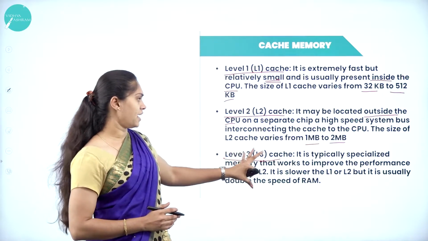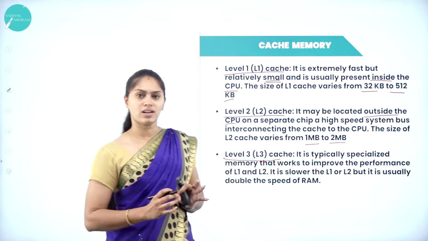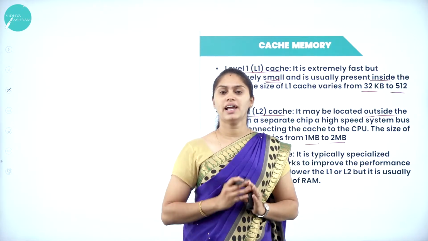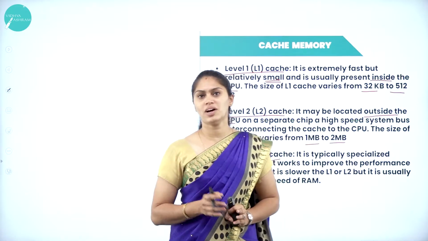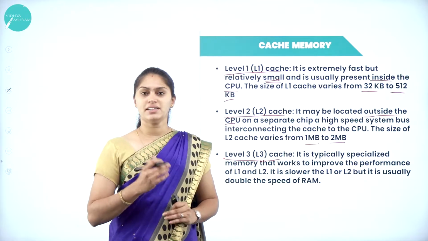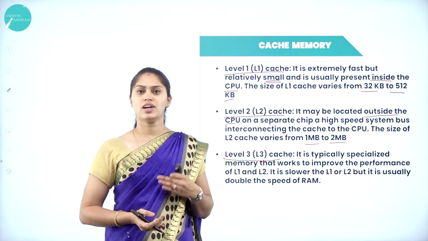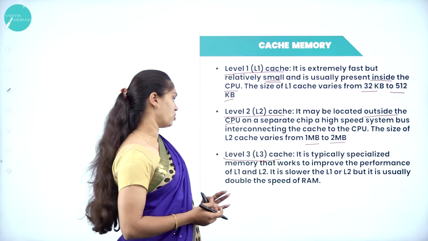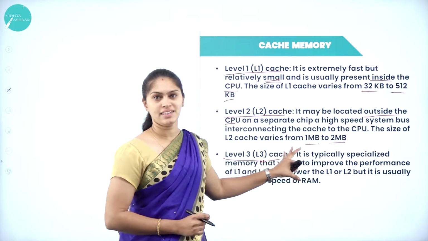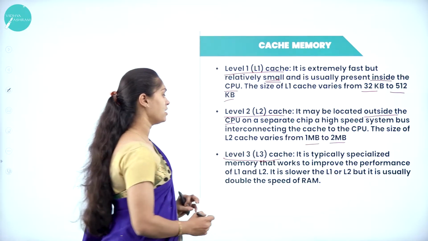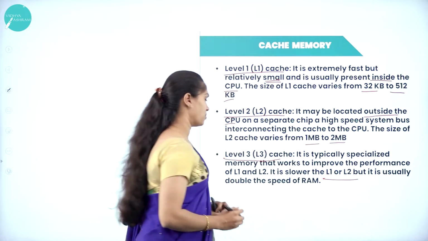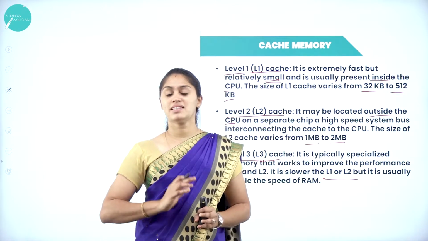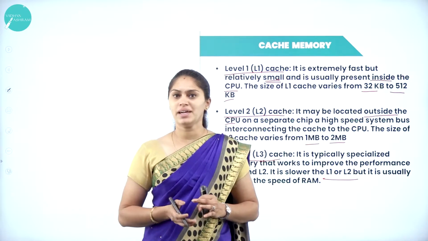This level 3 cache will improve the performance of L1 and L2. That means it has control over L1 and L2. It helps to improve the efficiency and performance of level 1 and level 2 cache memory. But this level 3 cache memory is slower than L1 and L2, but it is usually double the speed of RAM. That means the efficiency of RAM will be increased.